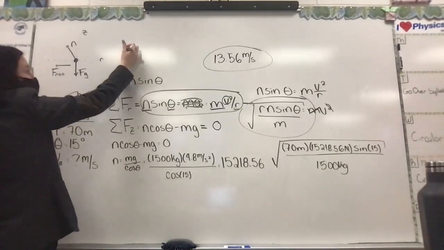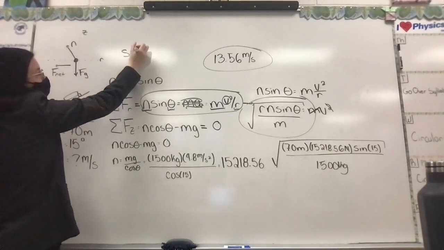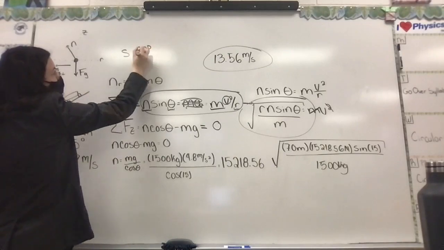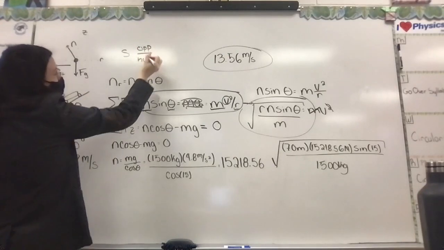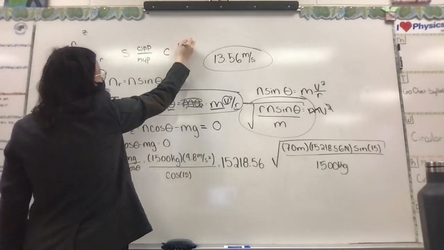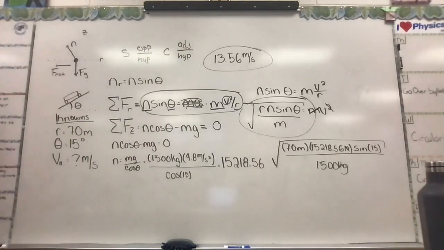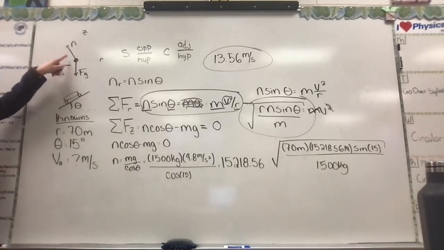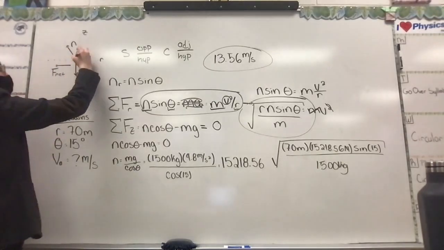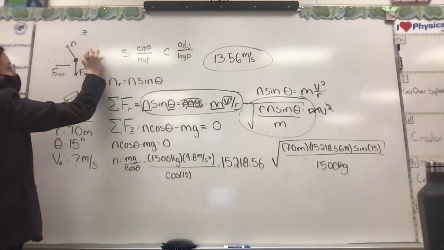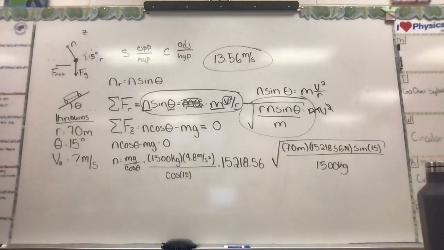So remember, sine is opposite over hypotenuse, right? And cosine is going to be adjacent over hypotenuse. So what you need to think about is where your 15 degrees is in respect to the axes. Is it going to be here or here? Because remember, that 15 degrees is right here. So where's it going to repeat itself? Is it going to be attached to the R axis or to the Z axis?